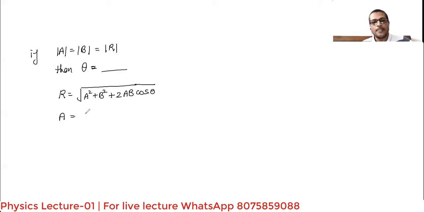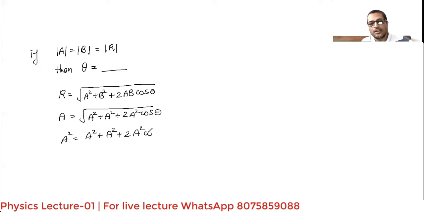So A is equal to root of A square plus B, which is also the same as A, so A square, plus 2A square cos theta. Once you square it, A square is equal to A square plus A square plus 2A square cos theta. This one is gone with this. Therefore, 2A square cos theta is equal to minus A square, this goes to the other side. Cancel this and this becomes 1. Therefore, cos theta is equal to minus 1 by 2.